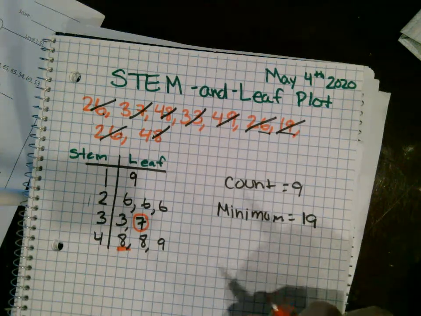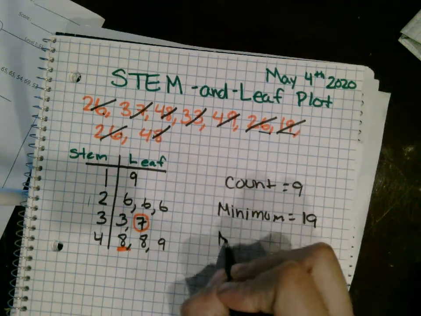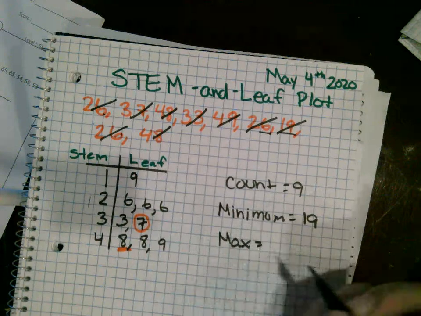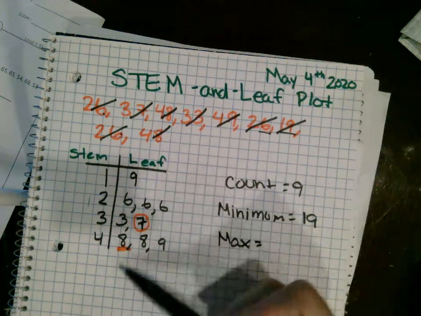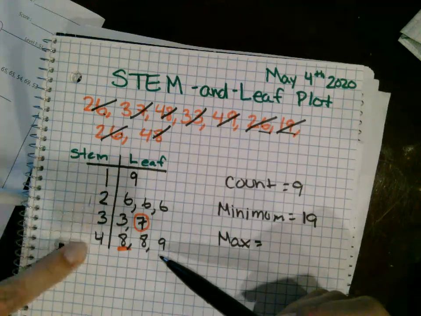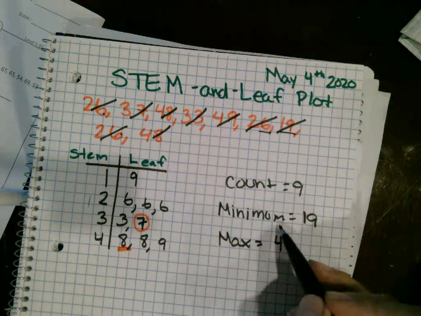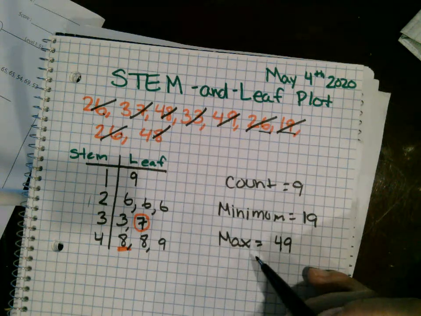Okay? Going back to this, what's the maximum? Maximum is your highest number. Okay, what's the highest number that I see? It's not 9. You have to read the stem part. It is 49. So that's our maximum. Minimum is the smallest number. Maximum is the biggest number.